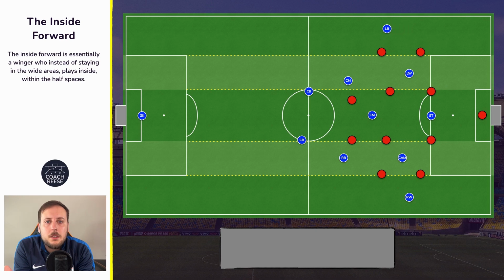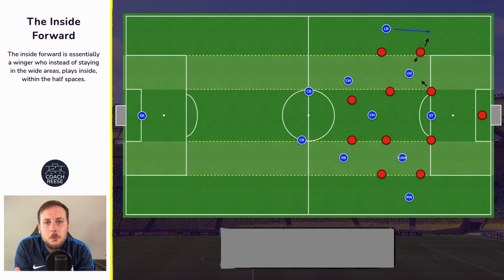When we're thinking about the inside forward, it's really important to think about the fullback who is on that side as well. Once we move our wide player from the wide zone into the half space, we lose all the team's width. And at that point, it can be quite easy for the defensive unit to stay compact and deal with the movement of the inside forward.